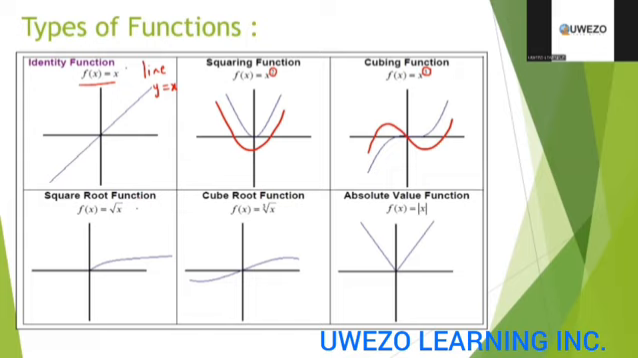The square root function is a positive function. The input x here is positive and the output is also positive. Hence, we see the graph only in the first quadrant. The graph of a cube root function is an elongated S, similar again to the cubing function. The absolute value function has a similar behavior to that of the squaring function, and the graph here is a V. The absolute value function is also a positive function, where the output f of x will always be positive.